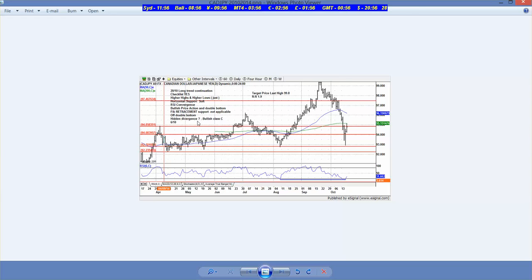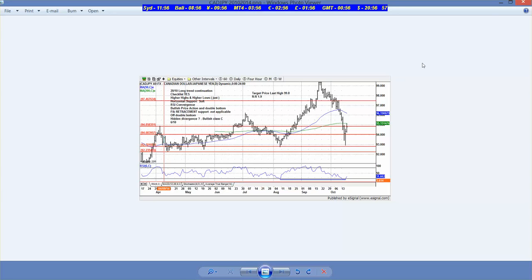Hidden divergence, Class C. Yeah, it is a slightly higher low and a slightly lower low here. So yeah, Class C. Hidden divergence, bullish price action, double bottom, fib retracement. Yeah, it's not applicable. Target 99.8. Risk is 1 to 2. That's okay. That's good.